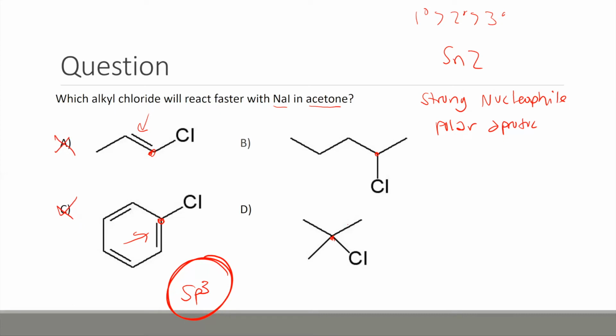Now, comparing B to D, it's pretty straightforward. Now we're just looking at primary, secondary, tertiary. You can see there's a lot of steric hindrance in D, and so B would be our answer.